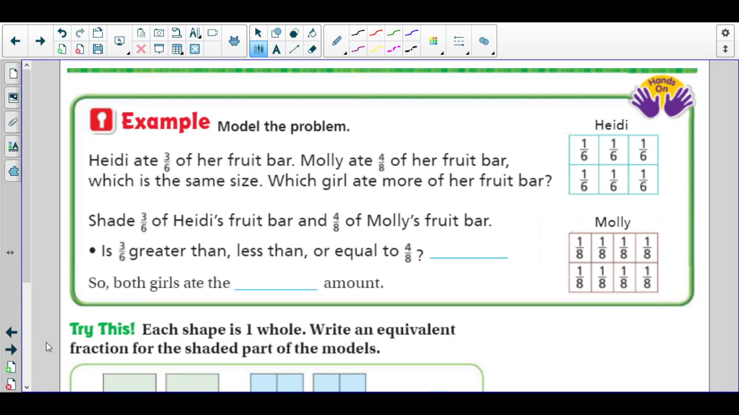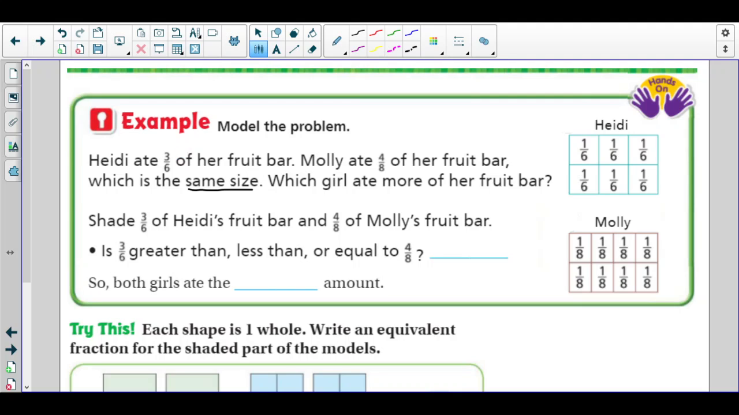Heidi ate 3/6 of her fruit bar. Molly ate 4/8 of her fruit bar. Which is the same size? That's really important. Okay, so we have 2 fruit bars that are the same size. Which girl ate more of her fruit bar?